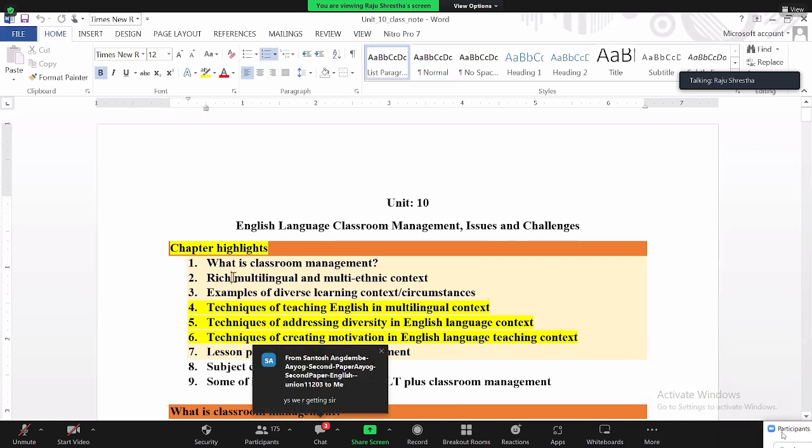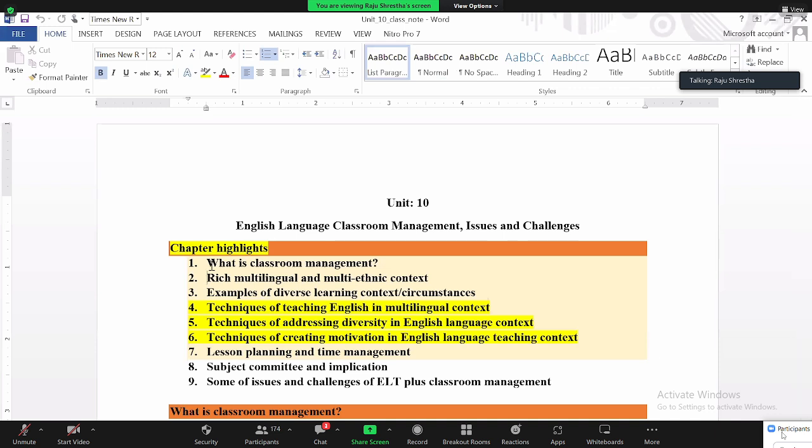Yes. So let's revise briefly. What is classroom management we did in our previous class? This multilingual context also, diverse learning situation circumstances we did. Now we do this creating motivation and lesson planning. Okay.